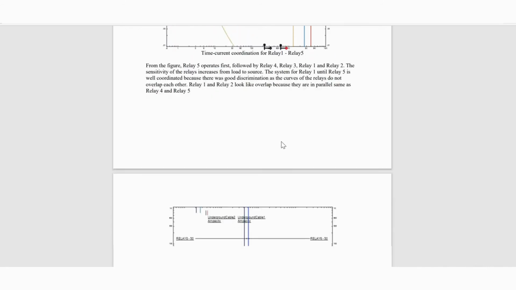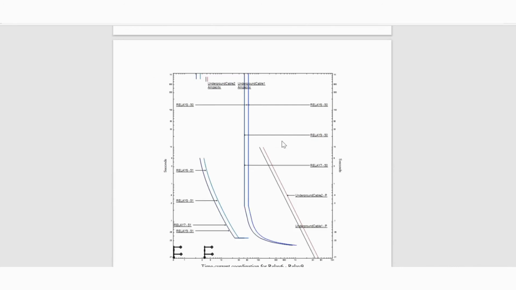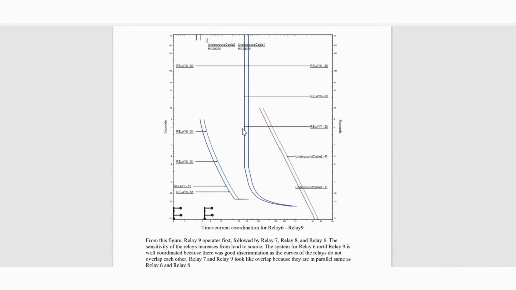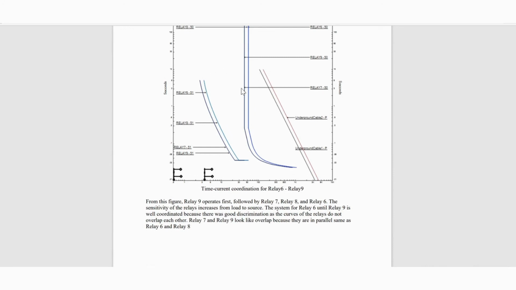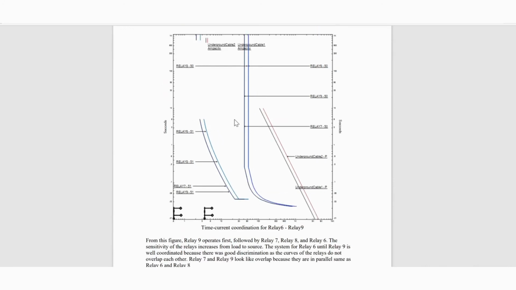Okay, so next, this figure shows relay 6 until relay 9. From this figure, we can see that relay 9 operates first, and then followed by relay 7, and then relay 8 and relay 6. The sensitivity of the relays increases from load to source.